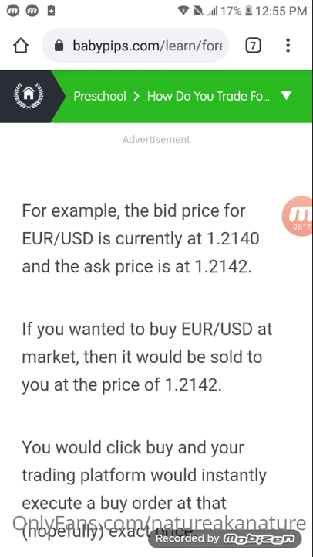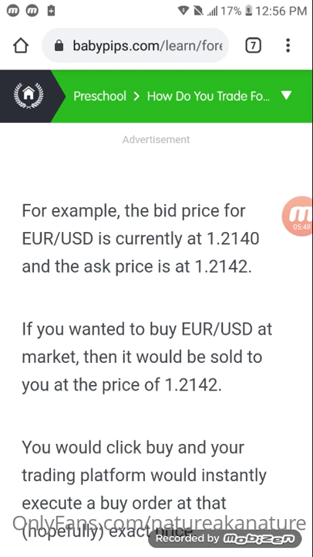buy at the price of 1.2142, because that's the ask price, and the ask price is what you buy at, and we're buying Euro USD. So we're going to buy at the ask price, which was, in this example, 1.2142. That's how it works if you wanted to buy Euro USD at the market in Forex and MetaTrader 4: you would buy at the market price of 1.2142, which is the ask price.